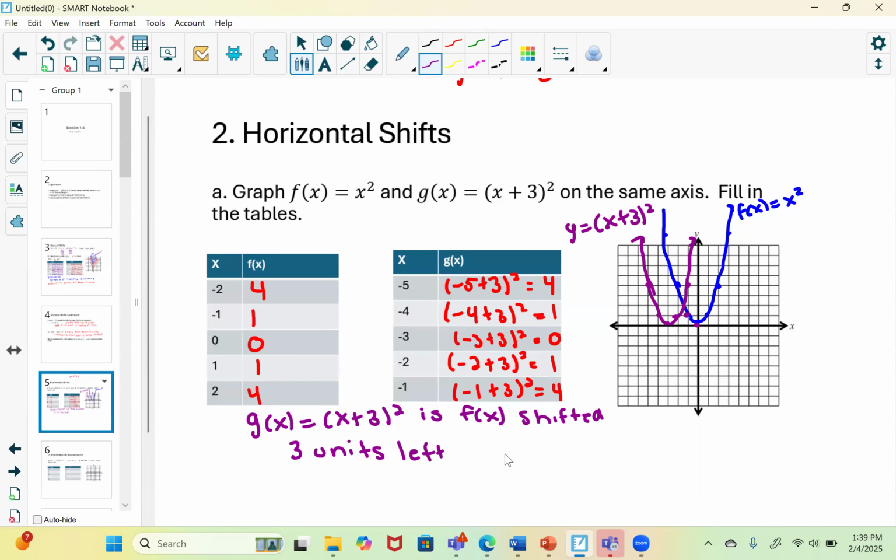It kind of doesn't seem right, but the reason why is here: when I square -2, I get 4. To make this inside -2, my x value has to be -5, because -5 plus 3 is -2. So to get the inside to be the same as the original, I'm actually putting in values 3 to the left of each of these x values. And that's why we're actually shifting the opposite way. So when I add 3 on the inside, I'm actually shifting left.